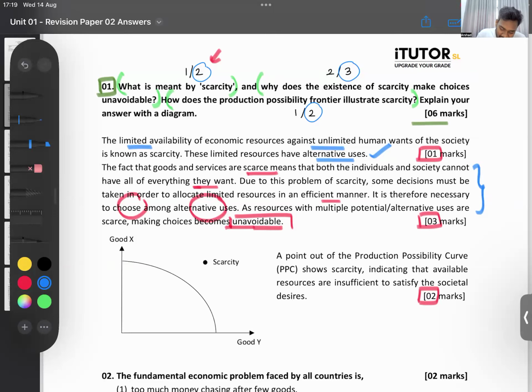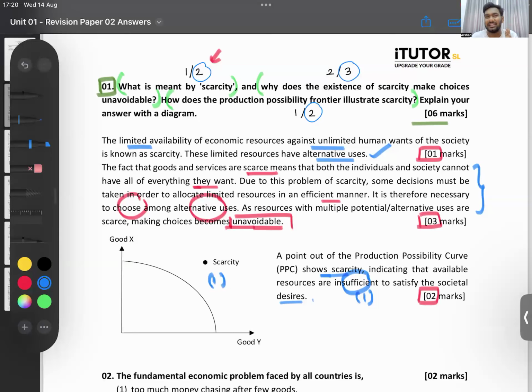1 mark for the diagram, 1 mark for a small explanation. That's how the 2 marks are coming. So this diagram, you all know, scarcity is shown by a point outside the PPC. Then the explanation: a point outside the production possibility curve shows scarcity, indicating that available resources are insufficient to satisfy the society's desires, or insufficient to produce the relevant amount of goods and services.